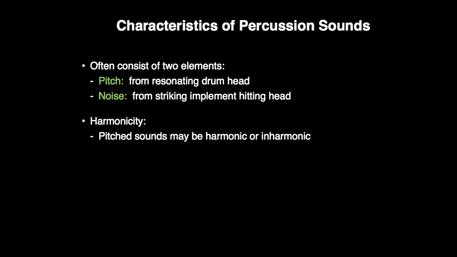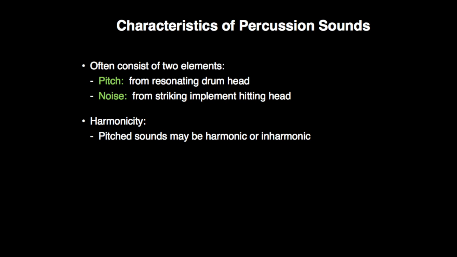So to start with, let's go over some basic characteristics of percussion sounds, like what makes percussion sounds different from, say, wind or string sounds. Percussion sounds often consist of two elements, and these two elements are pitch and noise. Whenever we're talking about percussion instruments, we're generally thinking about a drum, though there are often other kinds of percussion instruments made from metal or wood. But if we're thinking about drums in particular, we're going to have two elements, pitch and noise. The pitch is going to come from the resonating drum head, the actual part that we hit on the drum. That's going to resonate and produce a pitched sound.